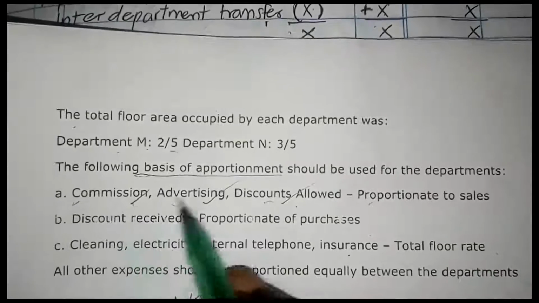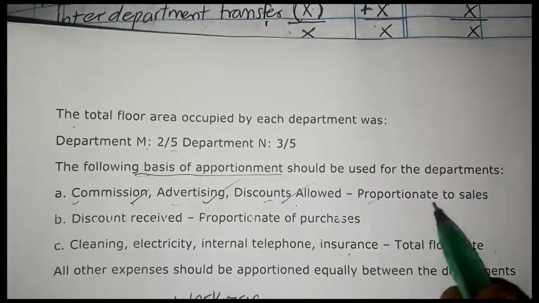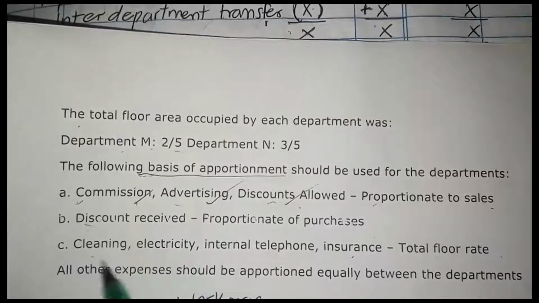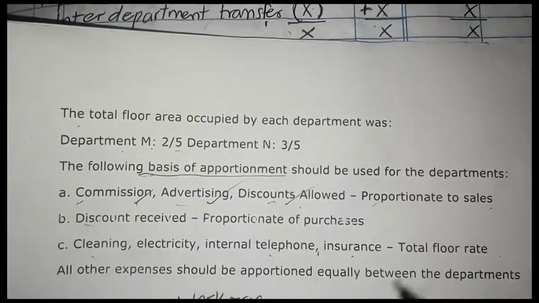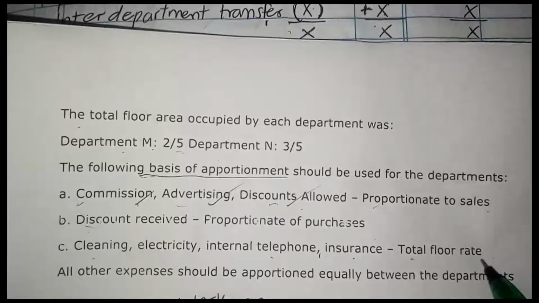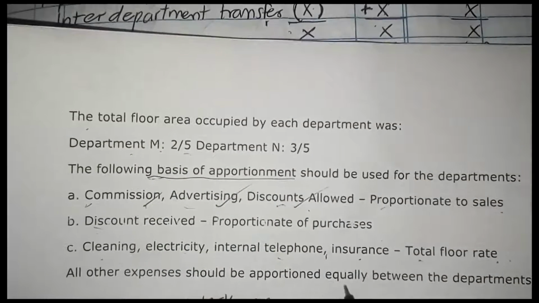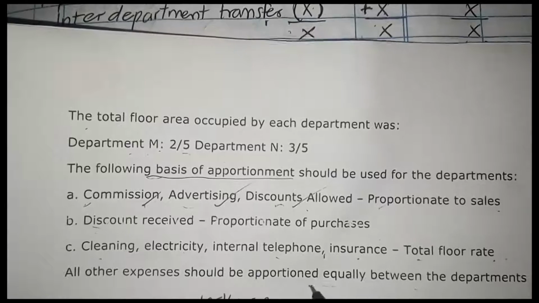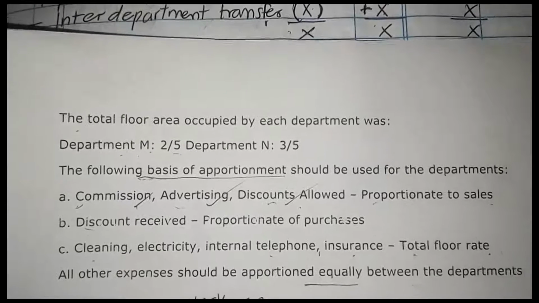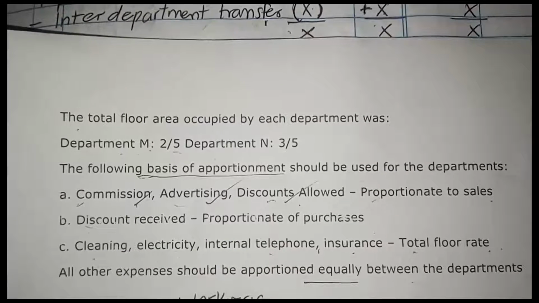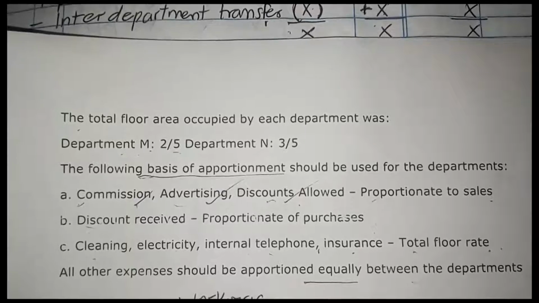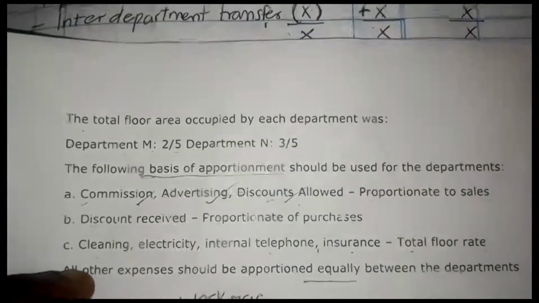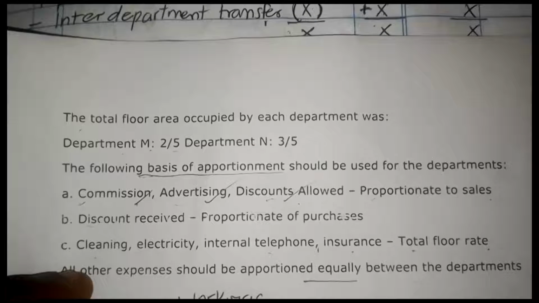That's the commission, advertising, discount allowed, proportionate to sales; discount received proportionate to purchases; cleaning, electricity, internal telephone, and insurance, that is the total floor area. All other expenses should be apportioned equally between the departments. So now, the first thing to do is the apportionment of expenses. So let's get started.